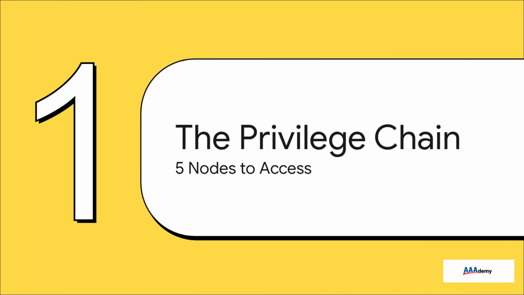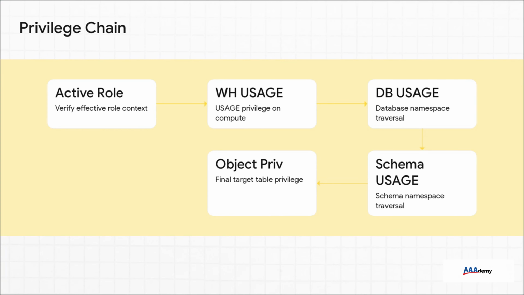Section 1. The 5-node privilege chain. To solve this permanently, we really have to completely reframe how we look at permissions. We need to treat Snowflake role-based access control as a literal maze that requires a sequence of 5 specific keys to get to the center.